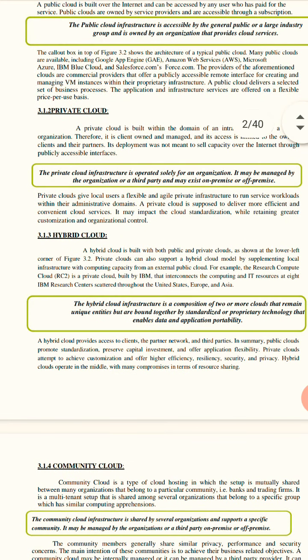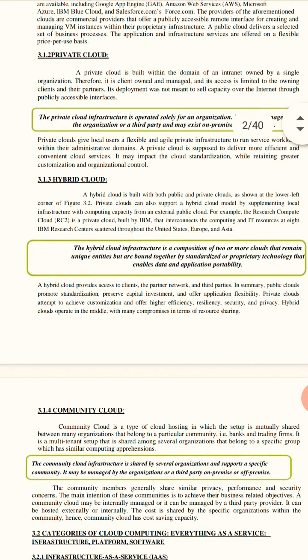The fourth one is a community cloud. That means the community members generally share similar privacy, performance, and security concerns. The main intention of these communities is to achieve their business related objectives. A community cloud may be internally managed or it can be managed by a third party provider. It can be hosted externally or internally. The cost is shared by the specific organizations within the community. Hence, community cloud has cost saving capacity.